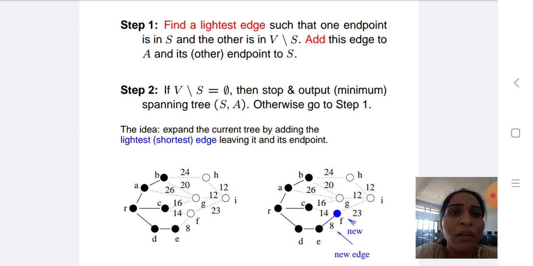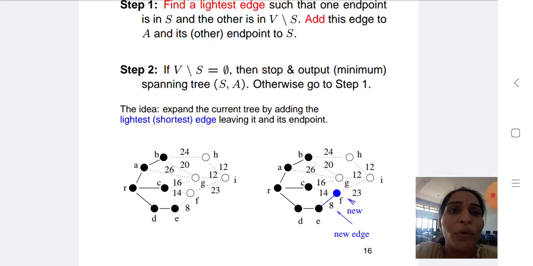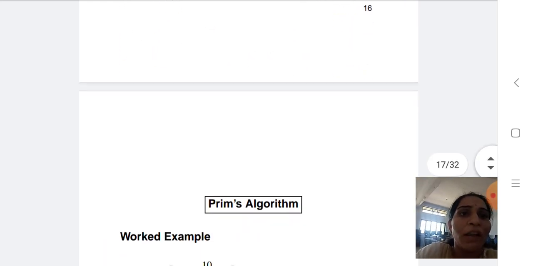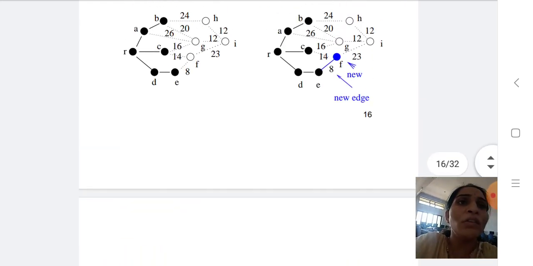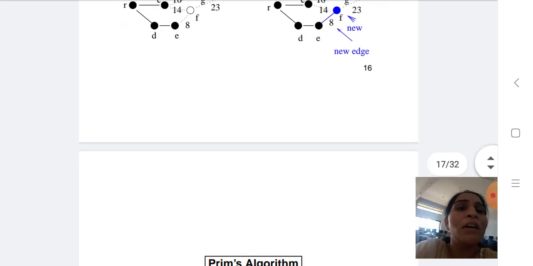Now, for example, in the given graph, R is the root point. From R we are finding the shortest edges to A, C, D. From A we will find B. From D we will find E. Now from E we are finding F, that is edge EF, since its weight is low, that is 8. In this way you continually find the next smallest edge and find the minimum spanning tree.